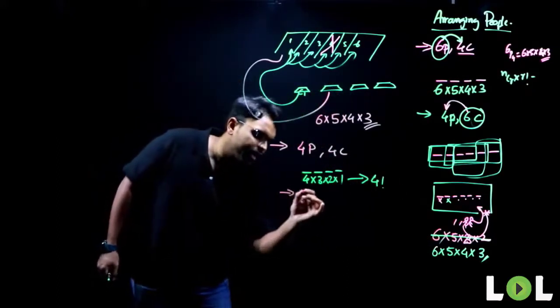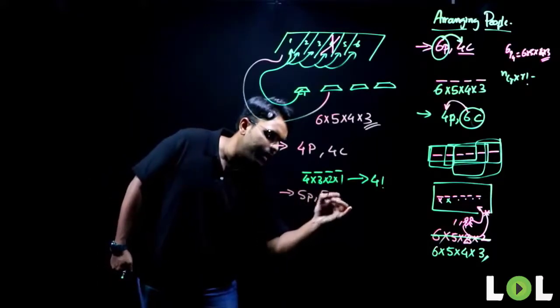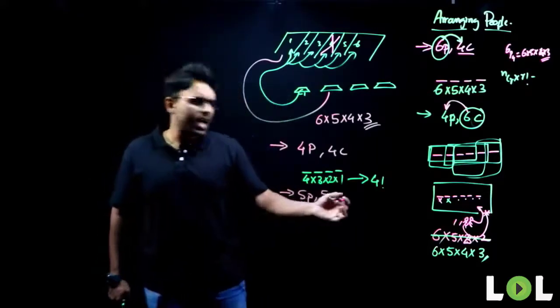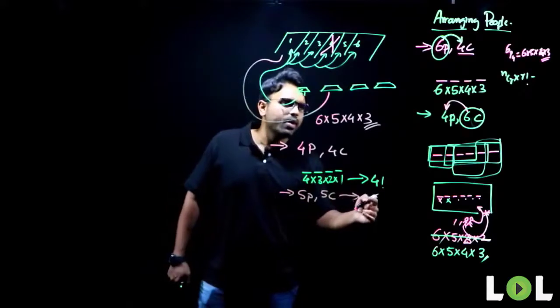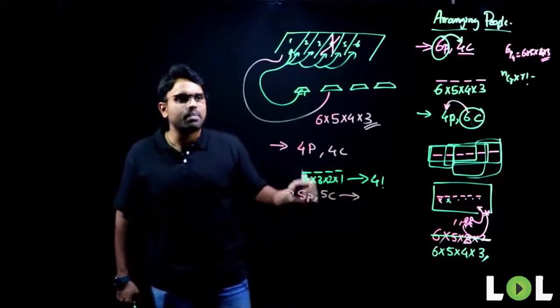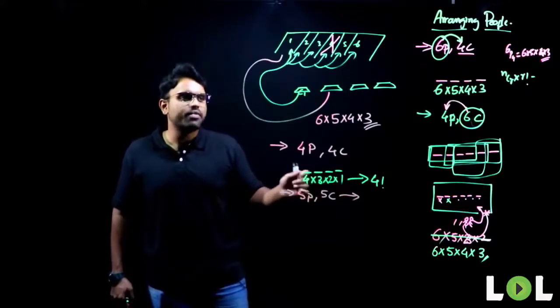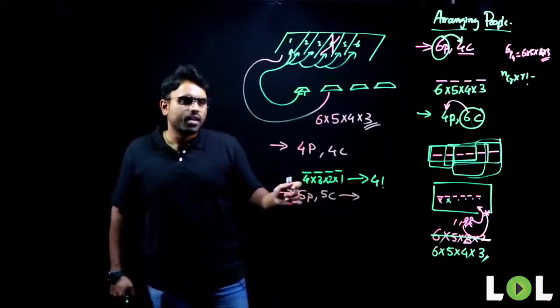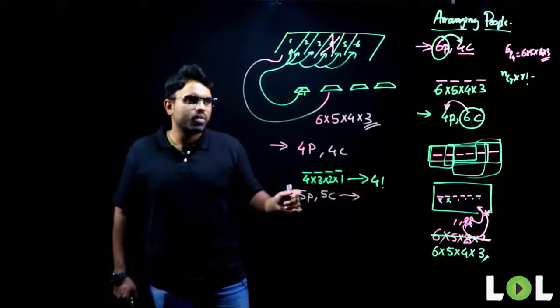Now, if there are 5 people and 5 chairs, in how many different ways can they be arranged? Answer everyone quickly. How many different ways can 5 people be arranged in 5 chairs?